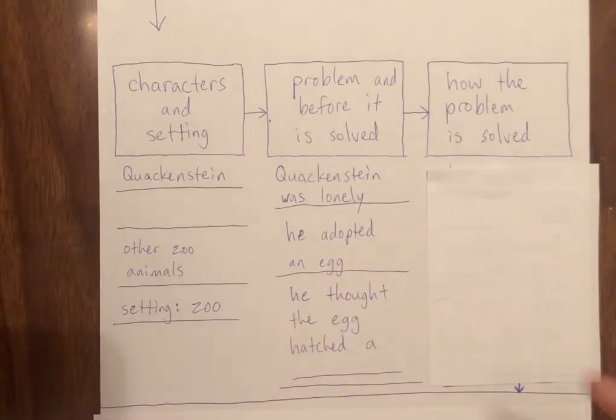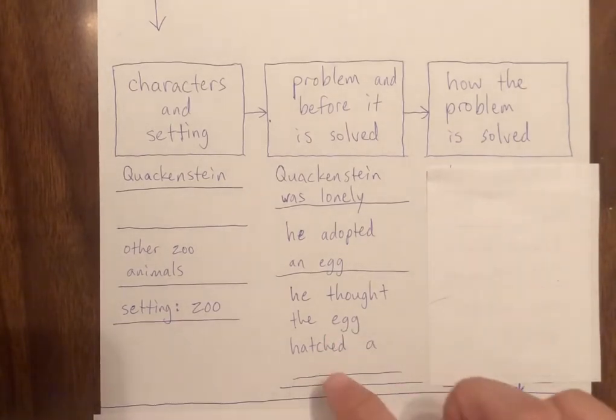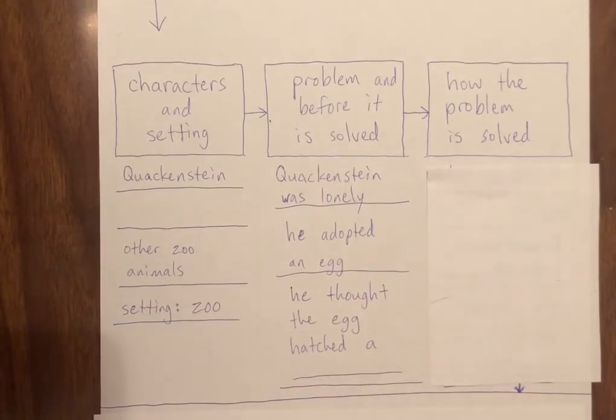The problem, and before it's solved, Quackenstein was lonely. That was his problem. So he adopted an egg, but then he thought that the egg hatched a something. Make sure you fill in that word, what he thinks is in the egg when it hatches.